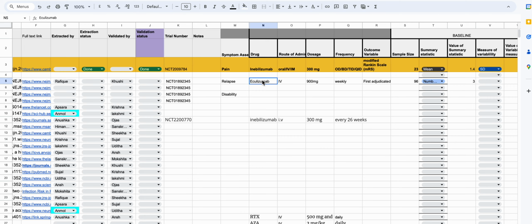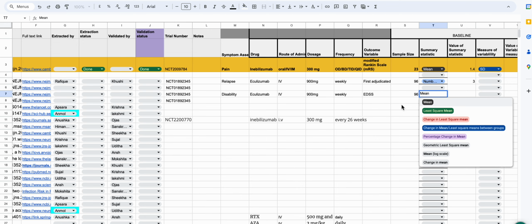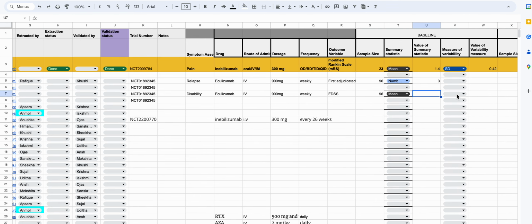And then the name of the drug is obviously eculizumab. It is IV weekly, something like this. And the outcome variable would be EDSS score, right? So over here again the sample size would be 96, and then over here the data would be in the form of mean scores, right? So I would enter mean, and then write the value of the summary statistic. For example, if the value is 45, then we would enter 45. And for measure of variability, for example, we have standard deviation, right? So we would enter standard deviation over here, for example 76.